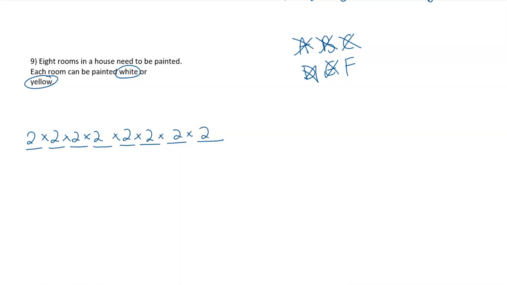So you might notice we're multiplying 2 over and over. So we could write this as 2 to the 8th power, or we could calculate 2 to the 8th power. Either way, there are 256 ways we can select for the 8 rooms to be painted, either white or yellow.